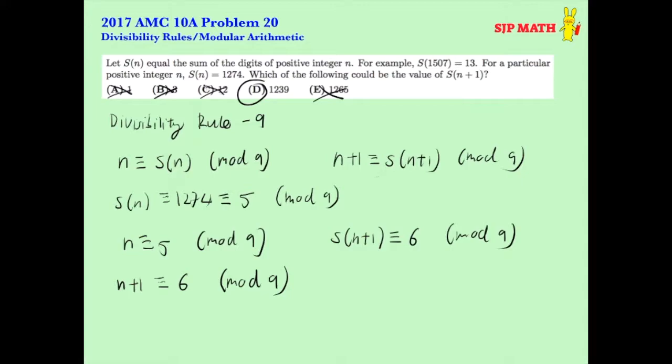Basically what we were trying to do was find the relationship between n and S of n, and then use that value of S of n to find a statement describing n. Then use this relationship to find a relationship between n plus 1 and S of n plus 1. And then use that relationship to find a statement describing S of n plus 1. And then check each of the answer choices to see which one actually satisfies that statement. So that's basically what we did.